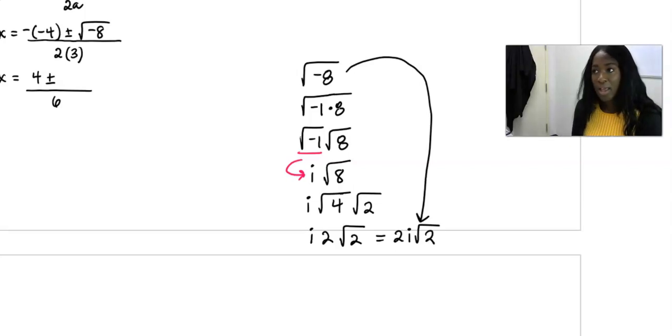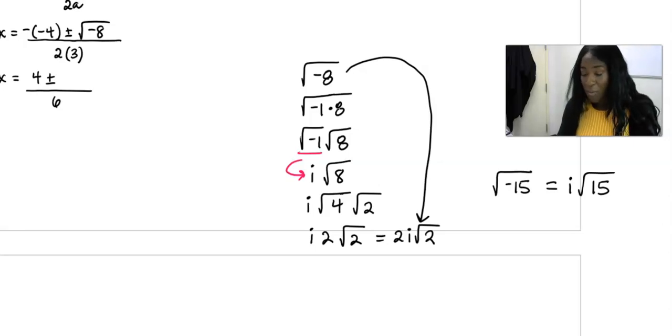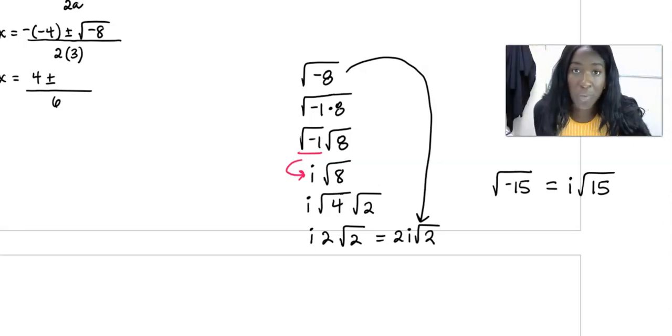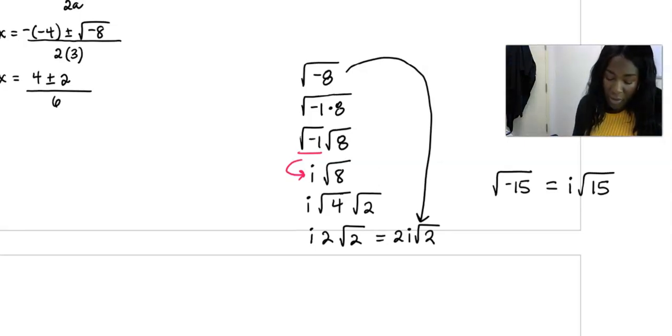And remember, not every square root can simplify. Sometimes, for instance, if we had the square root of -15, we could still pull an i out of it because it is negative under that square root, but the square root of 15 cannot simplify. But every time you have a negative number under the square root, you will end up with an i in your answer. So now I'm going to replace that square root of -8 with 2i root 2.